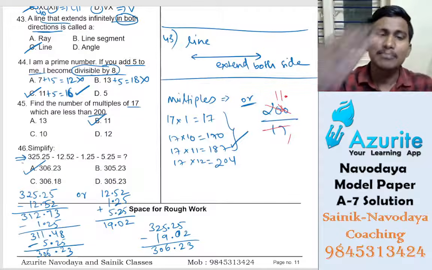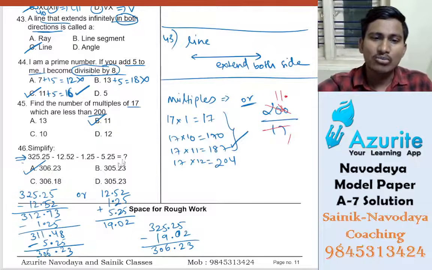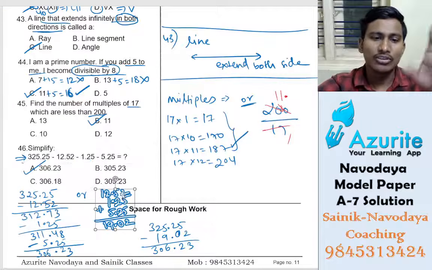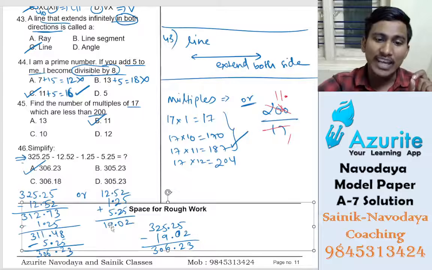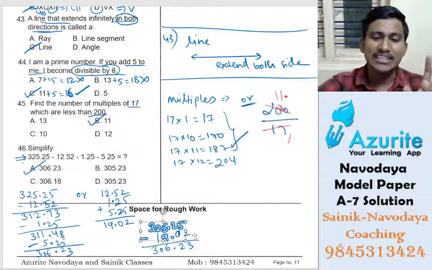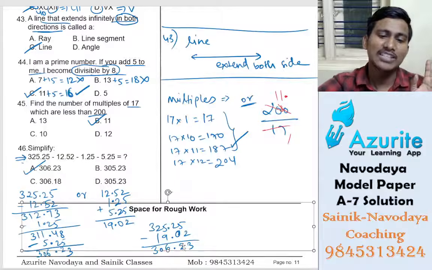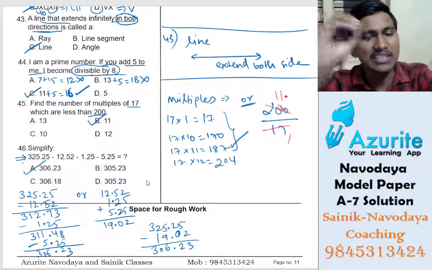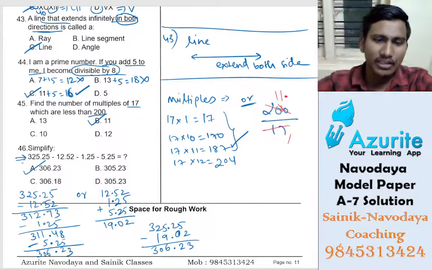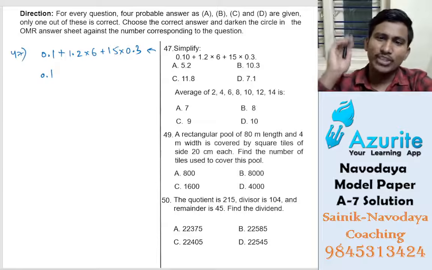306. Or separately, in total how many do you have to subtract? That is 3 numbers you have to subtract. First add them all, that is, first add all the minuses: 12.52, 1.25, 5.25. If you add, you will get 19.02. Now that 19.02 you have to subtract from 325. If you subtract it, you will get the same answer. You can do both ways. Both will give the same answer. Whichever is easy, you do it. Understood?